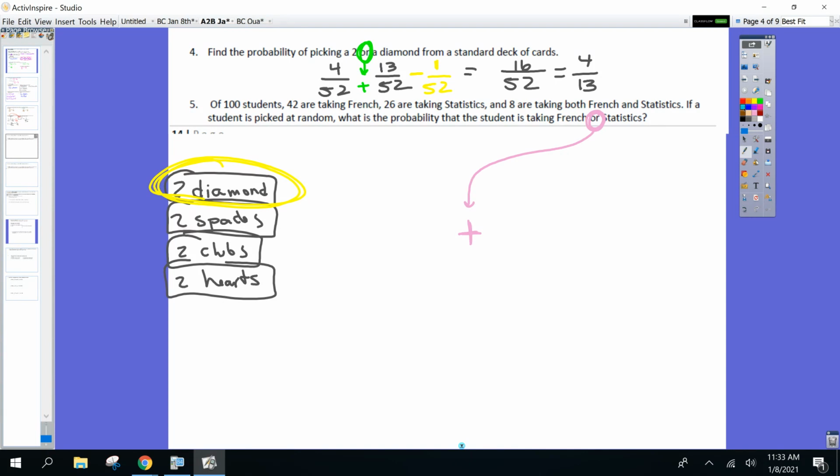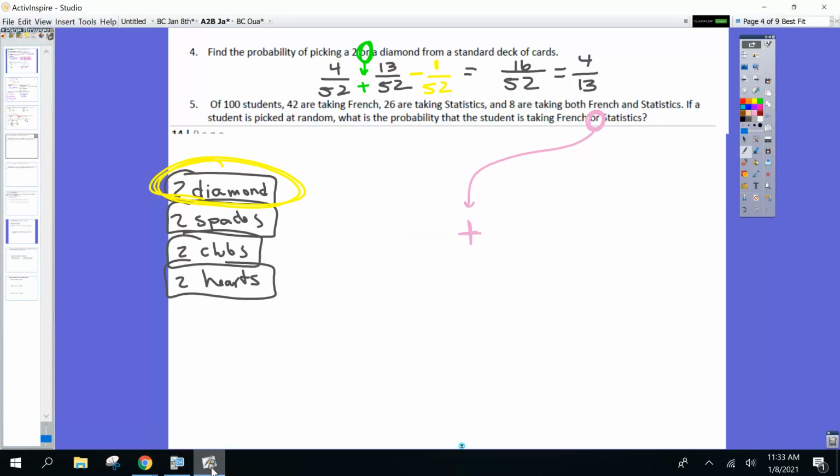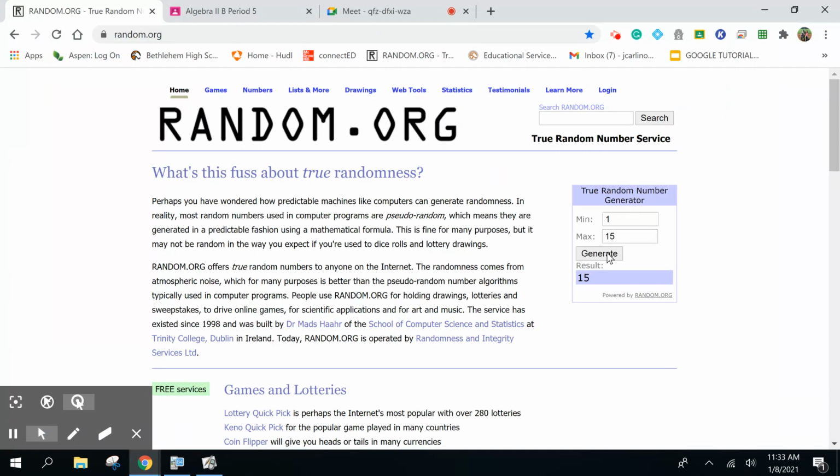So how many are taking French? What's the chances for French? Kian, what's the chances for French? 42 out of 100. Good. If you're wondering where Kian got the 100 from, it's at the beginning of the problem, 100 students. Good, Kian. Nice job. How about statistics? Will, how many are taking statistics here?